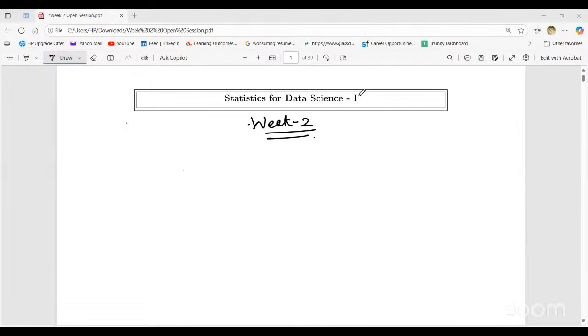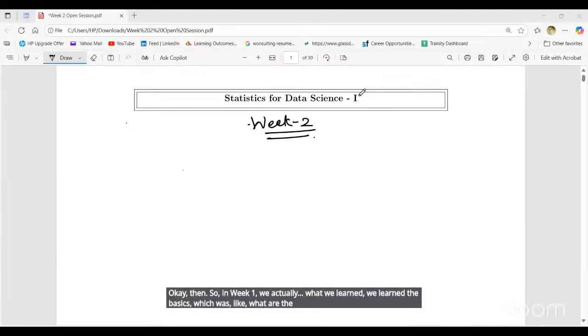So shall we start now? Yes, ma'am. So in week 1, what we learned was the basics: what is data, what are the types of data, and we had the variables like categorical, numerical, and everything. We learned the basic things.